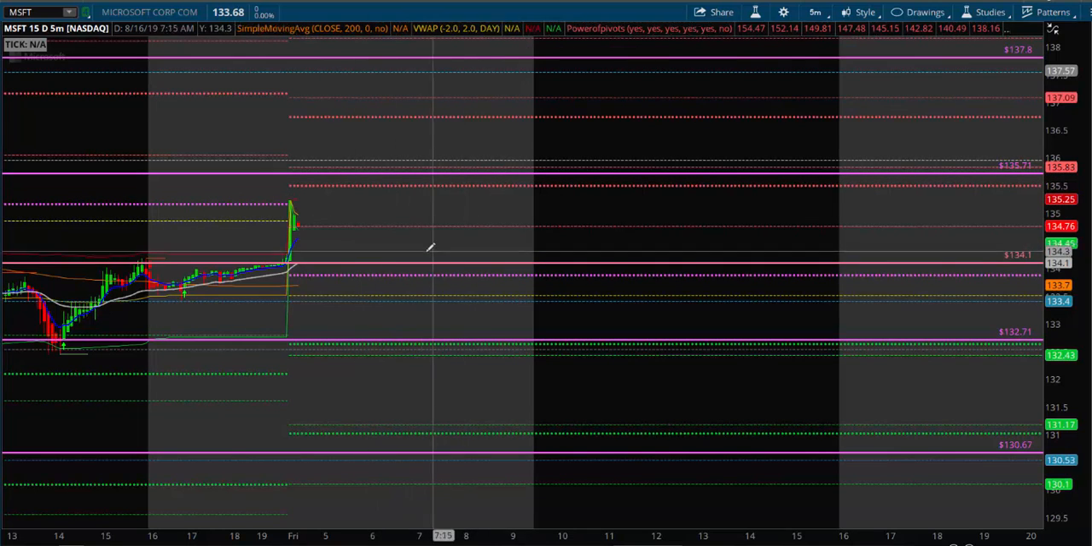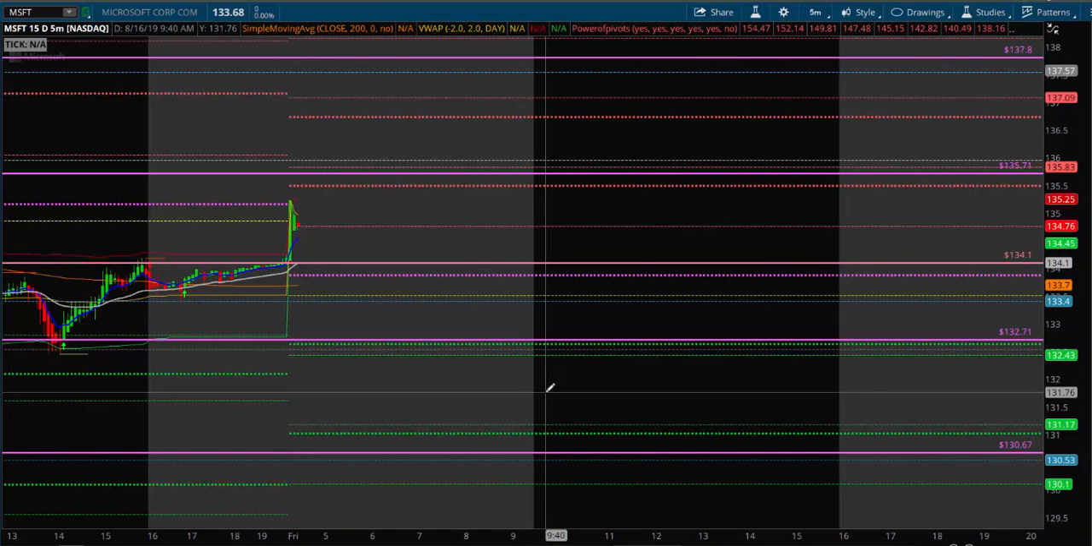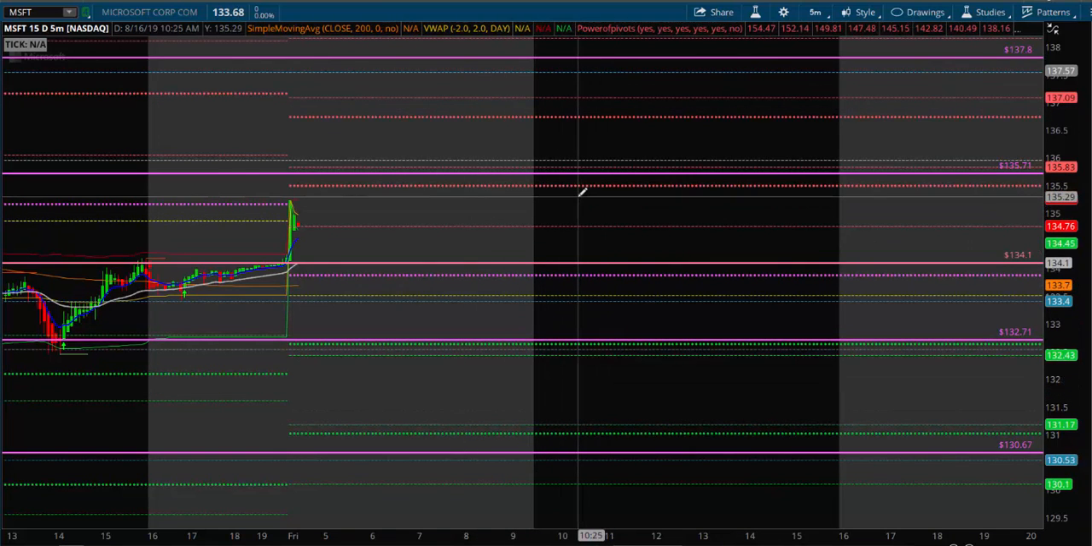So we'll see where we open up, whether we push up more or go down here. To me, it doesn't matter. Once the market opens, I want to see what the buyers and sellers are doing around these lines, and from that, I'll be able to find my trade.